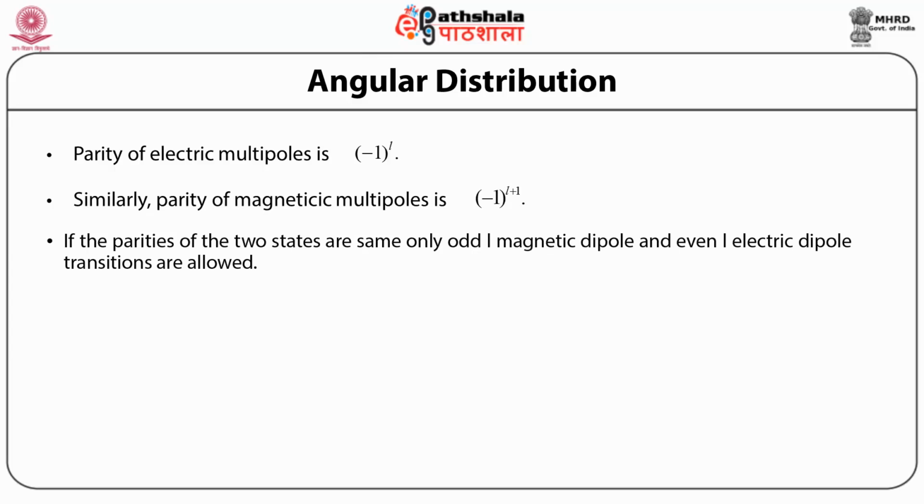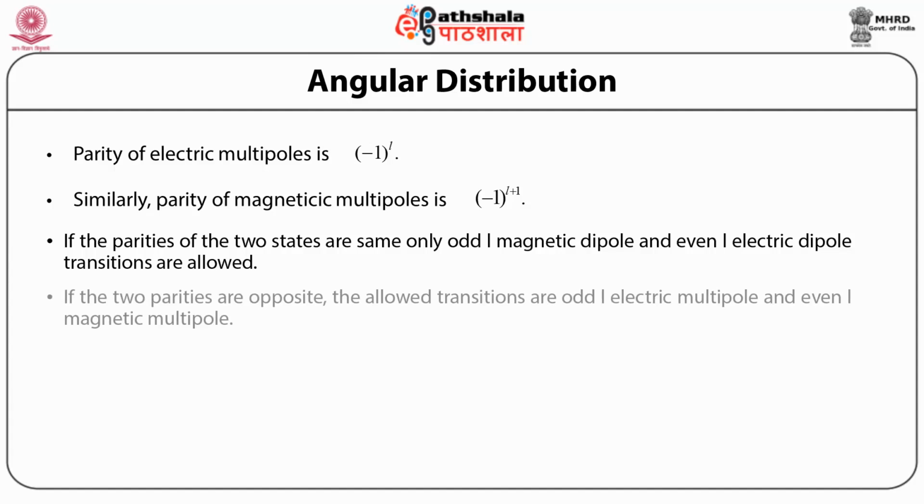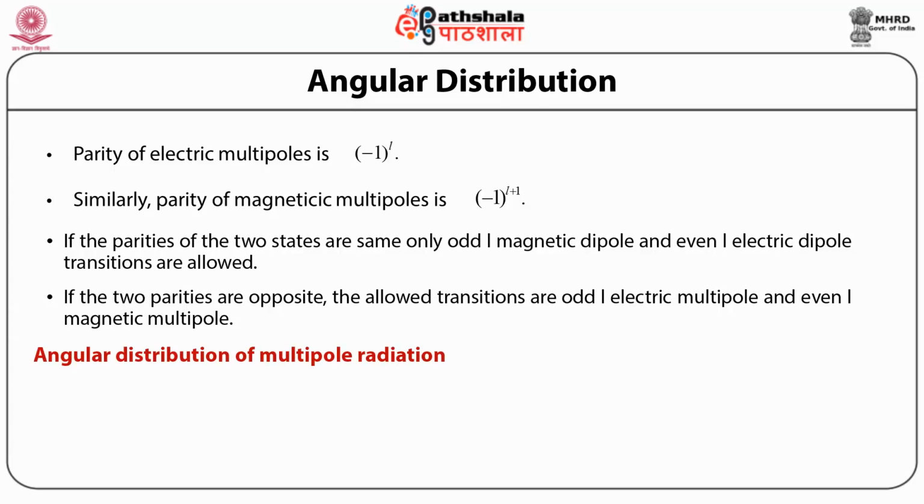If the parities of the two states are the same, only odd or magnetic multipole and even or electric multipole transitions are allowed. If the two parities are opposite, the allowed transitions are odd or electric multipole and even or magnetic multipole. So now let us see the angular distribution of the multipole radiation.